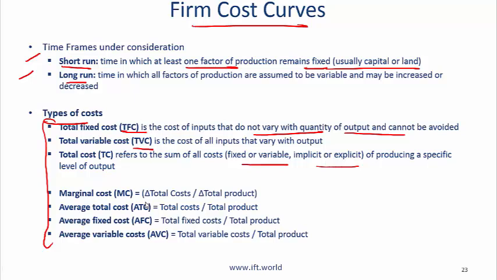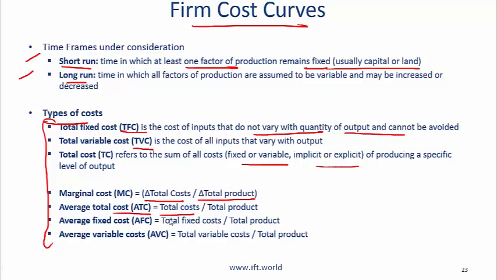Marginal cost is the additional cost for producing one more unit. It is the change in total cost over the change in total product. So you can think of the change in total product as 1. Then the change in total cost is the incremental cost for that one more unit.